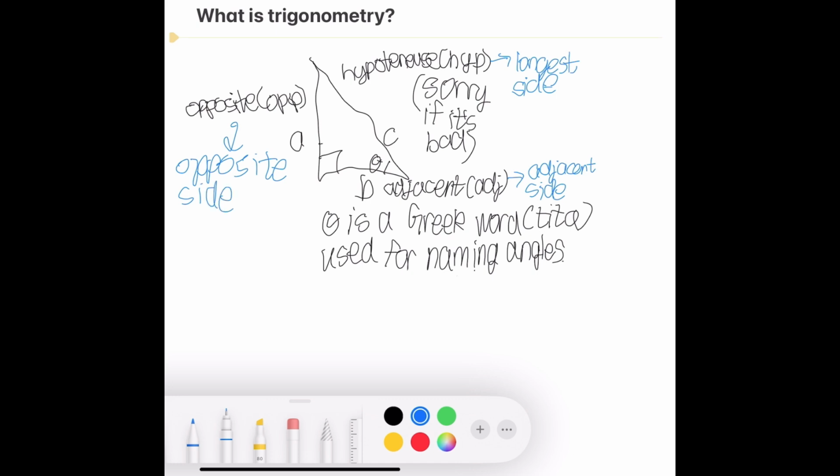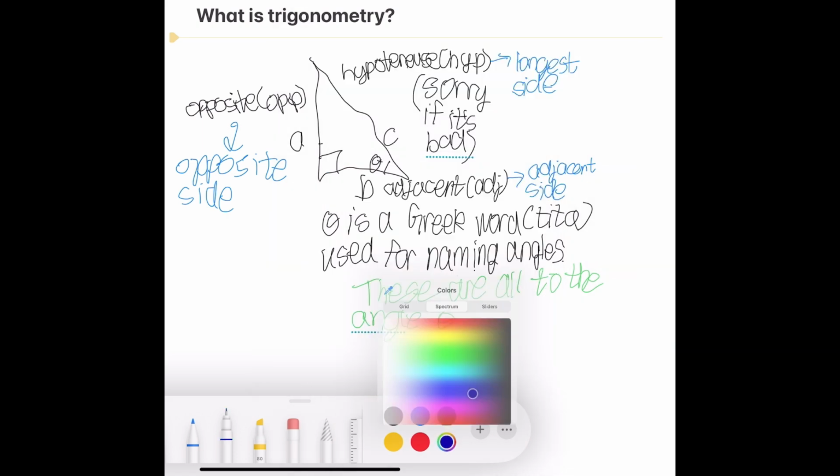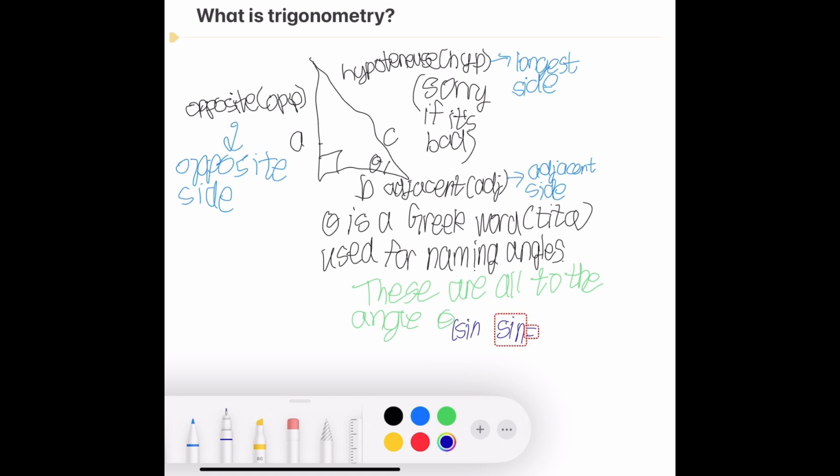You have to do trigonometry that way because 3 ratios are going to be coming, and that's how we can calculate angles from sides and sides from angles. And as I said, these are all to the angle theta. So I'm changing the color just to make things more clear. Sine, S-I-N-E, is a ratio of the opposite side to the hypotenuse, which means the side opposite to the angle over the hypotenuse.